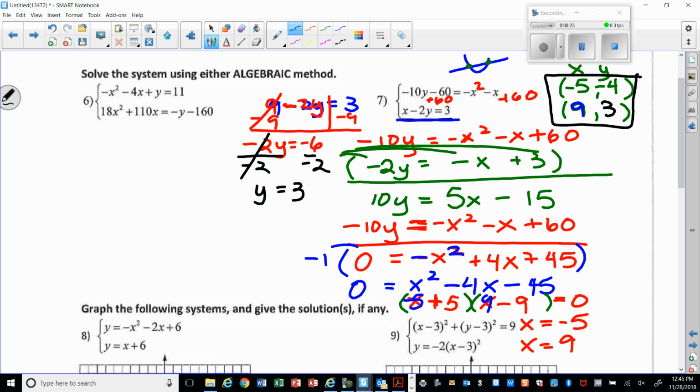Remember, if you are solving a system, you get points of intersection. Okay, the intersections are the solutions. Okay, very good.